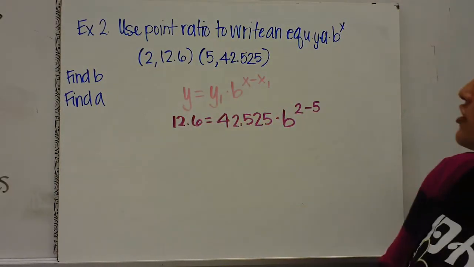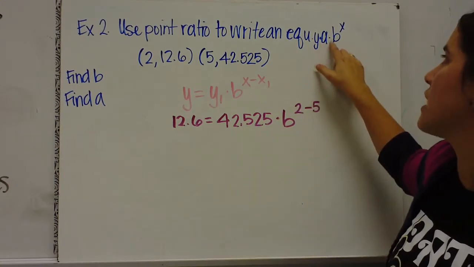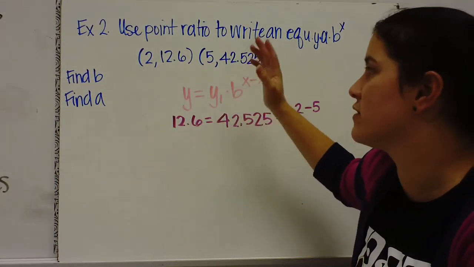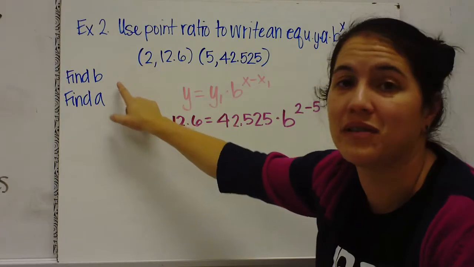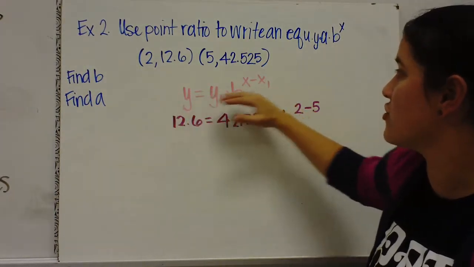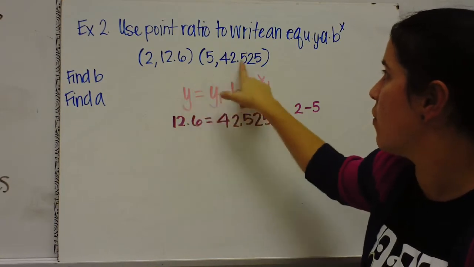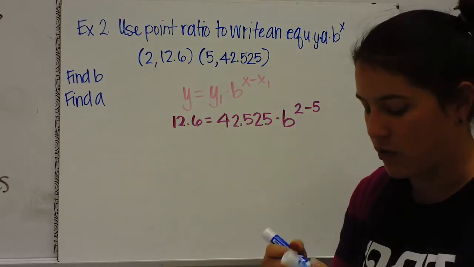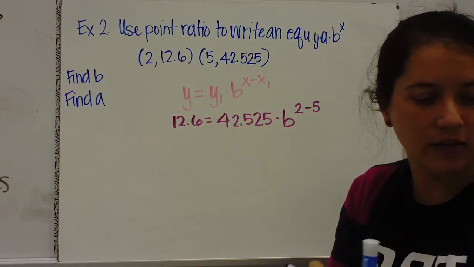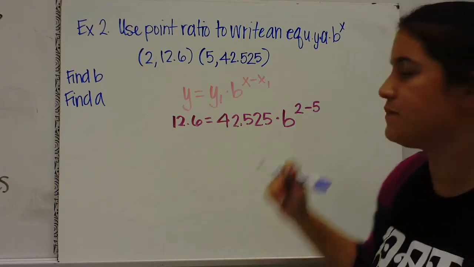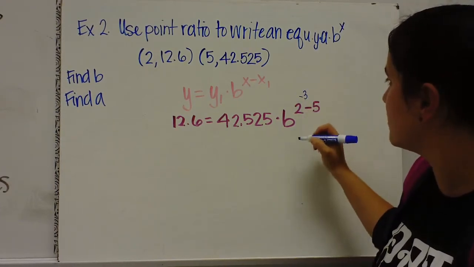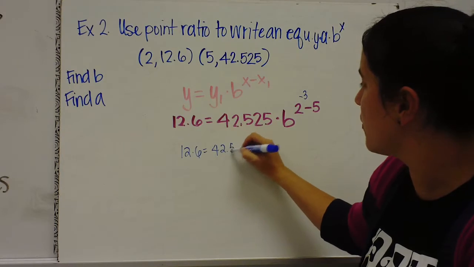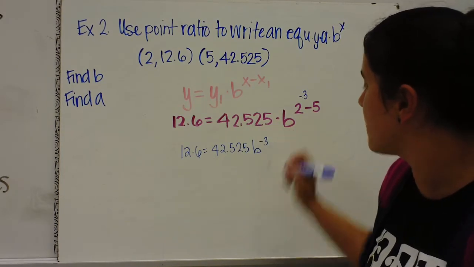Alright, use point ratio to write an equation in this form, y equals a times b to the x. So I have 2 points, (2, 12.6) and (5, 42.525). First thing we need to do is find b by plugging it into our point ratio formula. So notice y, y1, x, x1. Now I'm going to simplify my 2 minus 5, and that's going to give me negative 3. So I have 12.6 equals 42.525 b to the negative 3rd power.